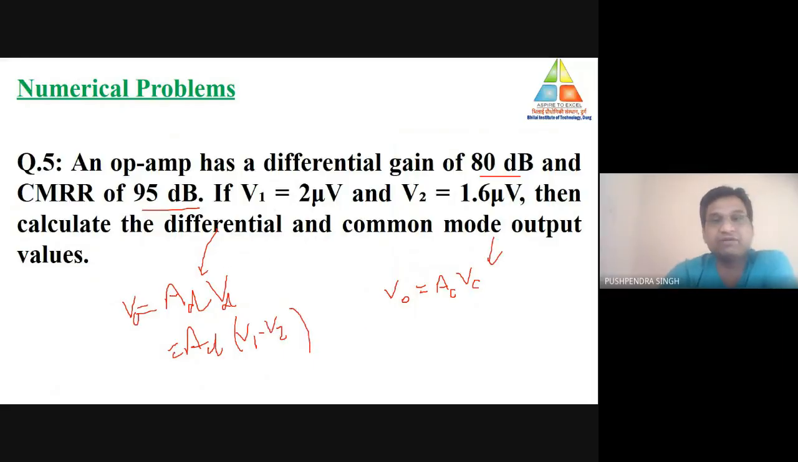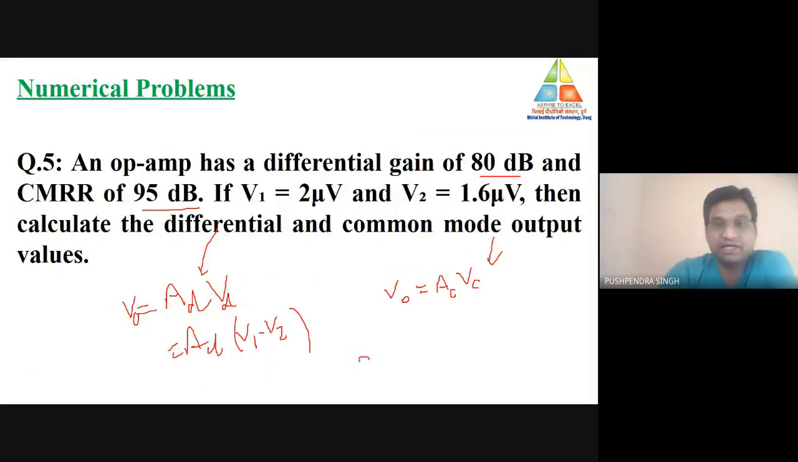So from there we may calculate the value of output voltage in case of differential mode, when the value of differential mode gain is given as 80 dB. First of all, we need to convert this dB into the normal value. Why? Because all the parameters are in normal values. So first of all, convert that dB into normal. Also calculate this CMRR into normal value.